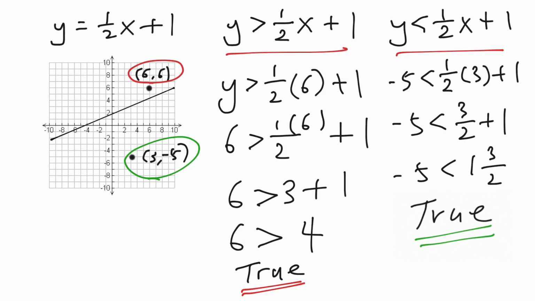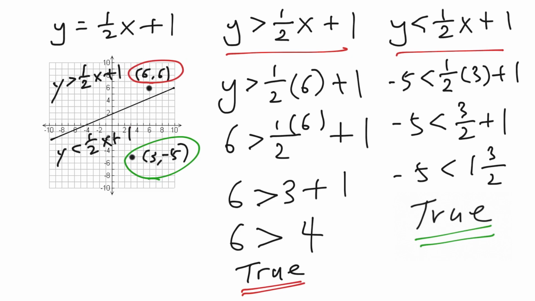So on the questions that you will see on either your homework or test, they would give you this equation and expect you to plug in the coordinates, the x value and the y value, and determine whether that comes out to be true or false. Therefore, we could say that the top portion of the linear inequality would be y greater than 1/2 x plus 1, and the bottom portion would be y less than 1/2 x plus 1.